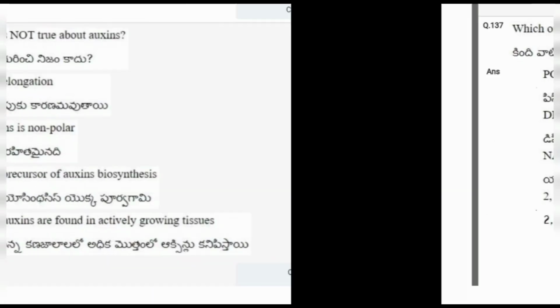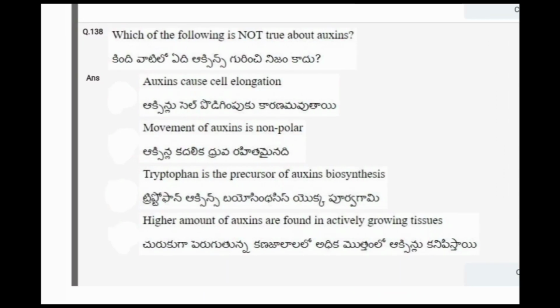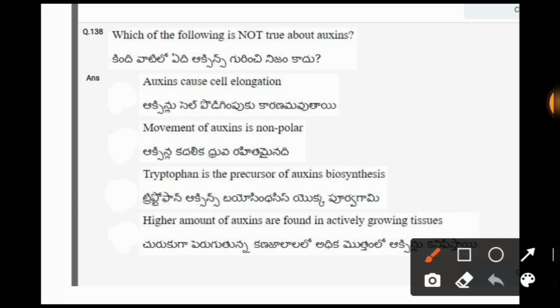Next one. Which of the following is not true about auxins? Auxins cause cell elongation. Movement of auxin is non-polar. Tryptophan is the precursor of auxin biosynthesis. Higher amounts of auxins are found in actively growing tissues. The correct option is the second one, that is movement of auxins is non-polar.